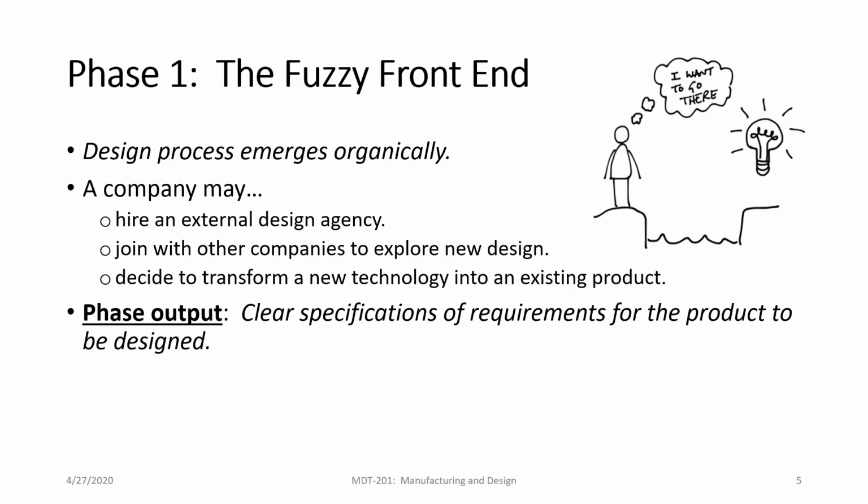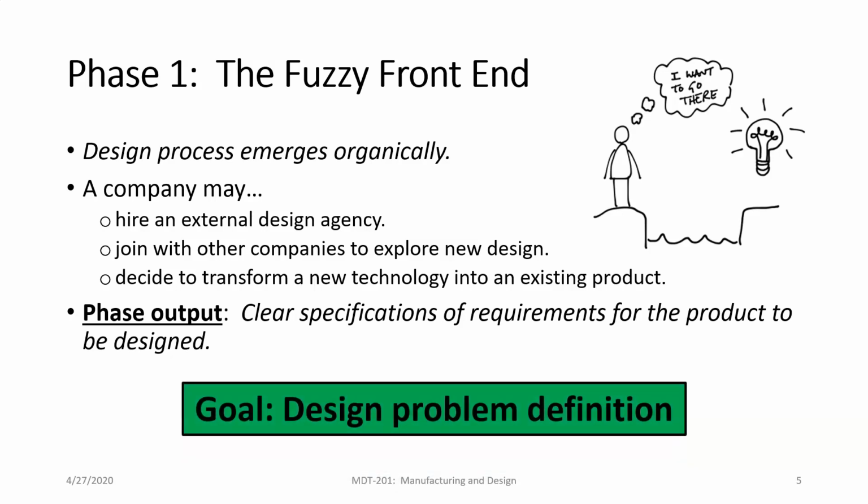The output of this phase, that is what we want at the end of phase number 1, is clear specifications of requirements for the product to be designed. What do we want the product to do, and how do we want it to do that? So our goal is the design problem definition.